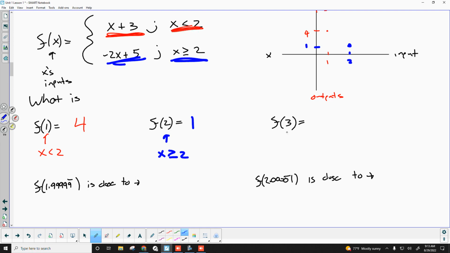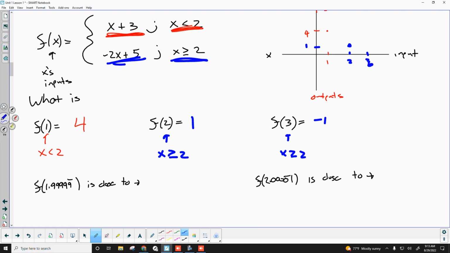3 is an X coordinate that's bigger than or equal to 2, which means don't plug it into both. Just plug it into the bottom piece because we are only allowed to plug in X that's bigger than 2 for that piece. I get negative 2 times 3, which is negative 6 plus 5. I get negative 1. All right, and if you want to, you could plot the (3, -1) point.